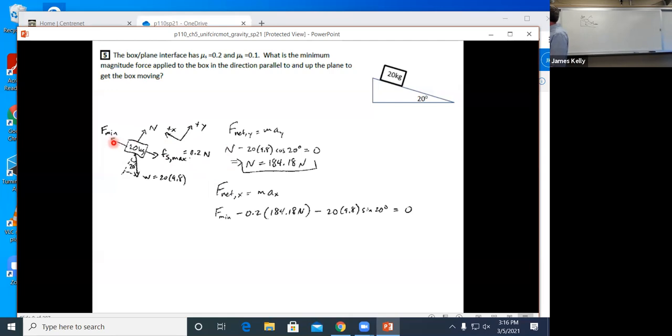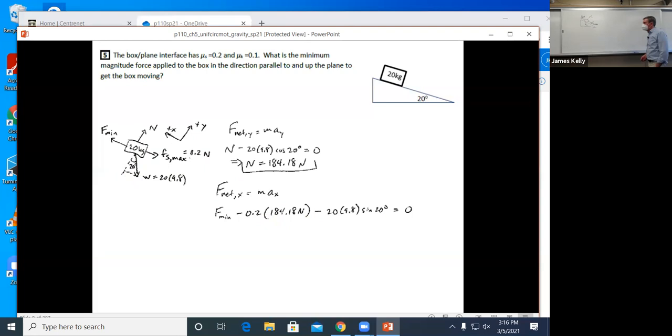F min comes in with a plus sign. Mu static times the normal force, and we now know what the normal force is, comes in with a minus sign. And the gravitational force is more or less in the negative x direction. You have to go along the negative x direction, going from tail to tip, and that involves a sine of 20 degrees over there.